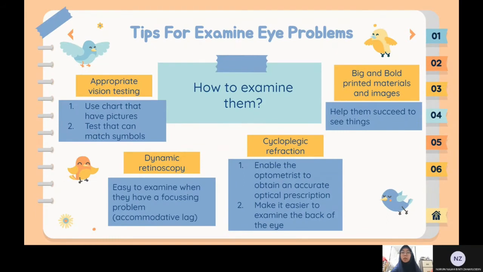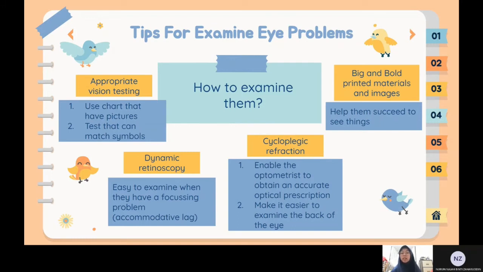Tips for examining eye problems. How to examine them? Firstly, appropriate vision testing by using a chart that has pictures, or a test that can match the symbols. The second one is dynamic retinoscopy. It is easy to examine when they have a focusing problem, for example, accommodative lag. The third one, cycloplegic refraction, enables the optometrist to obtain an accurate optical prescription.